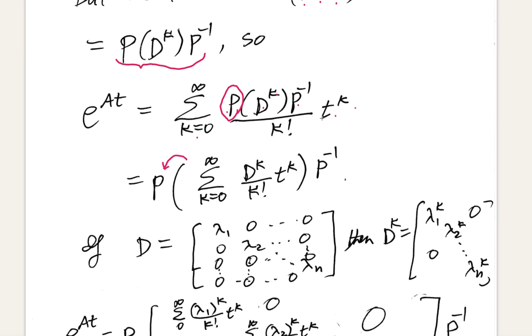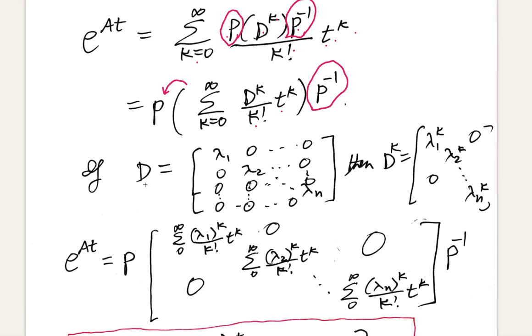Likewise, P inverse, which is on the right, is just a constant matrix, and it's going to pop out of the summation also. I'm going to retain what's left. Inside the parentheses, I've got the summation K goes from 0 to infinity of D to the K over K factorial, t to the K.